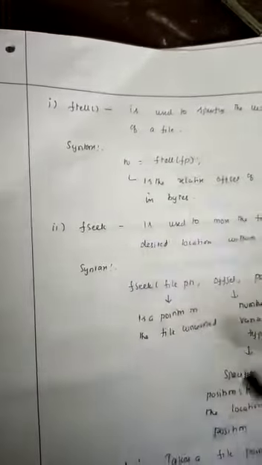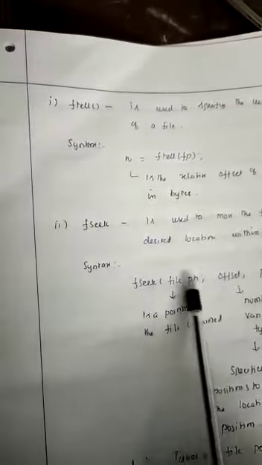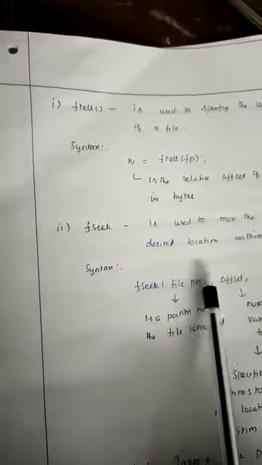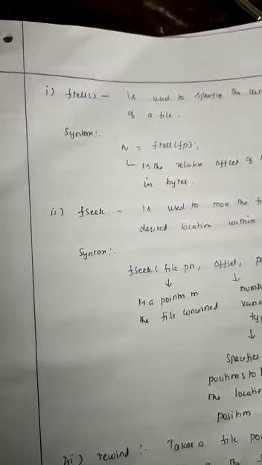ftell is the function used to specify the current position of the file: ftell(file pointer). fseek is used to move the file position to the desired location. Wherever location we want to go, we can use fseek. fseek has three parameters: file pointer, offset, and position. And rewind takes the file pointer to the starting position of the file and resets the position to the start of the file: rewind(file pointer).